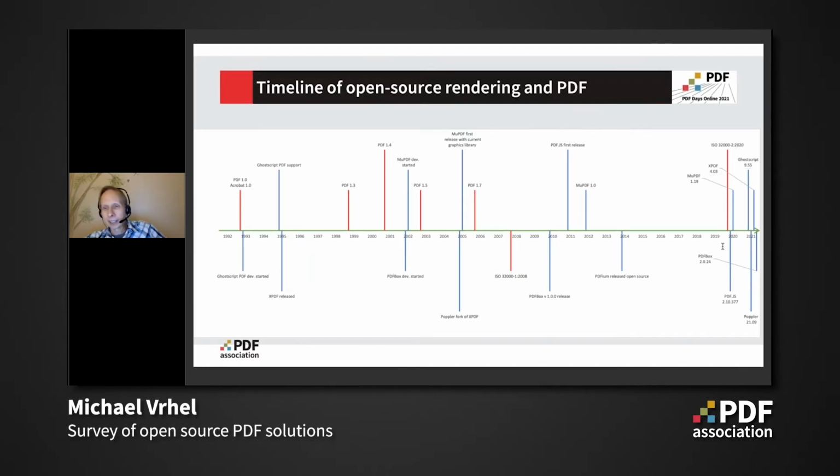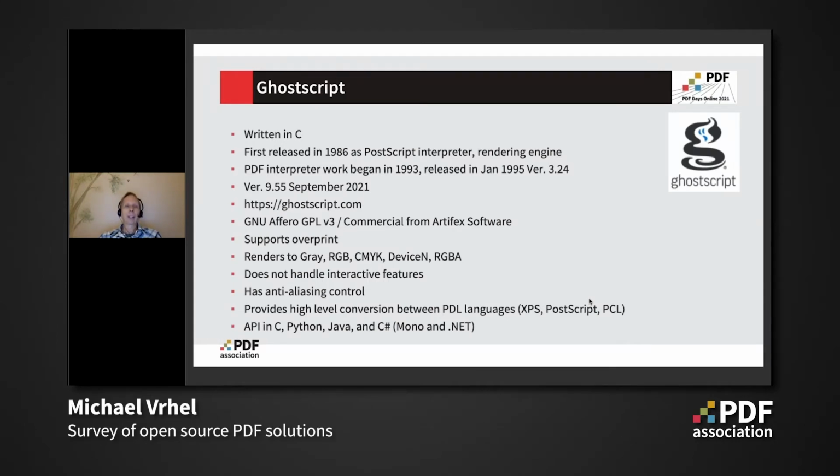PDFium is not in here because it's on a continuous release model, which has its advantages and disadvantages. But what I'm going to do now is go through each of these projects a bit more in detail, in the order that they introduced PDF capability on that timeline. So we'll start off with Ghostscript.